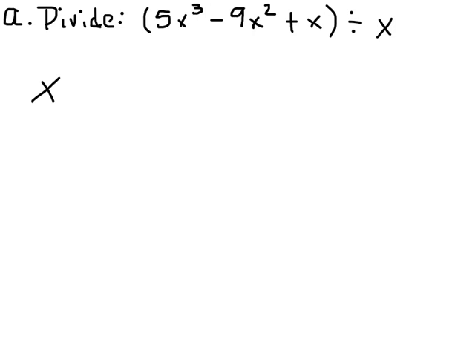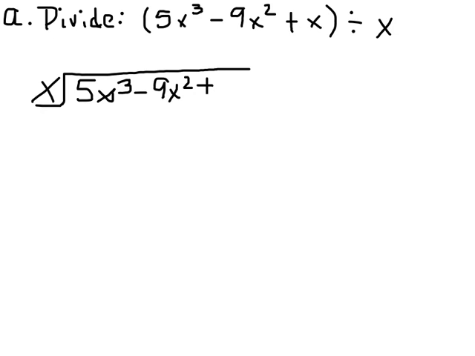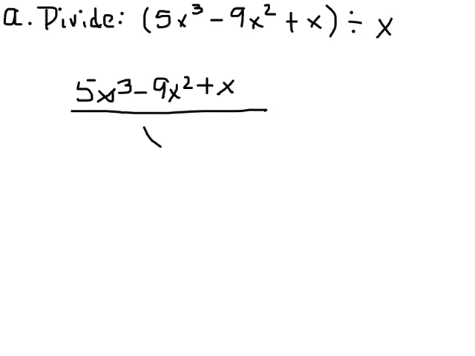Alright, x into 5x cubed minus 9x squared plus x. Alright, x times what? Actually, this one we could do like this. Because they all have that x in common, so we can just divide all of them by x. Divided by x. Alright, x times what is 5x cubed?